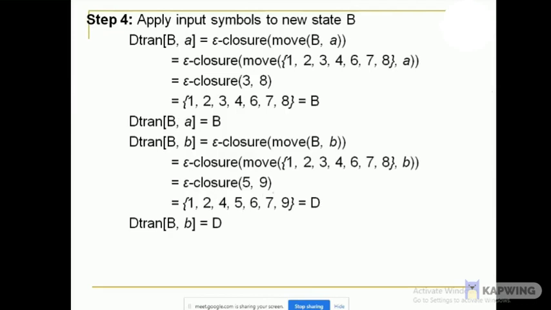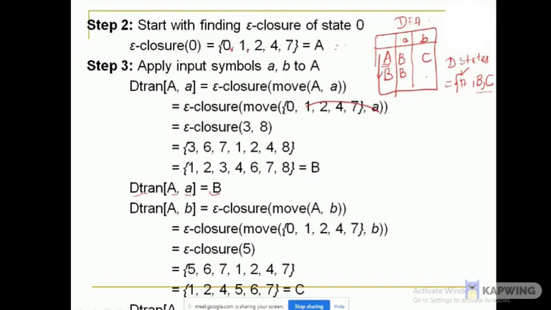1, 2, 4, 5, 6, 7, 9, which is a new combination. So let's give the name as D, right? So let me write it here. B on input symbol B, it is moving to D. So we add one more state here. As we processed B, let it be in mark state. Now let's move to the next state in D states, that is C, right?